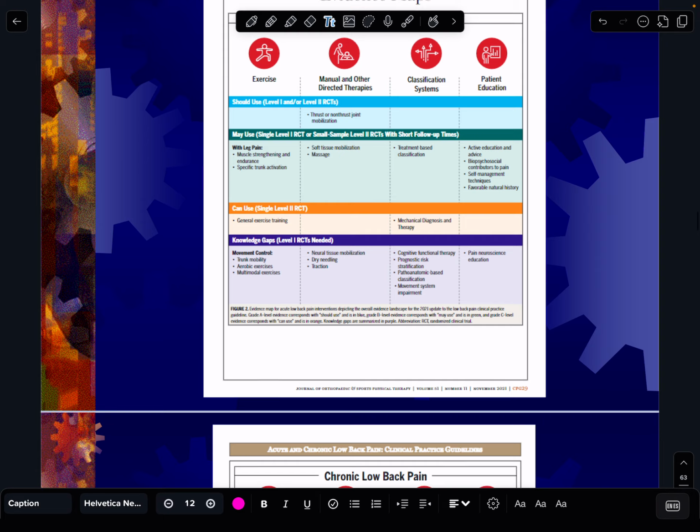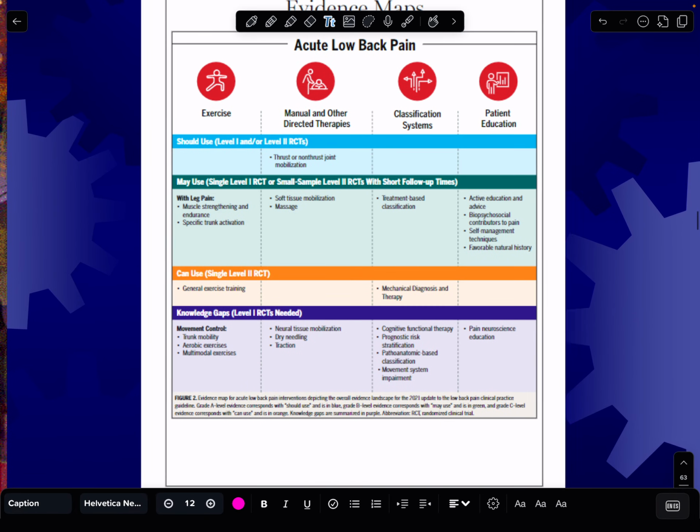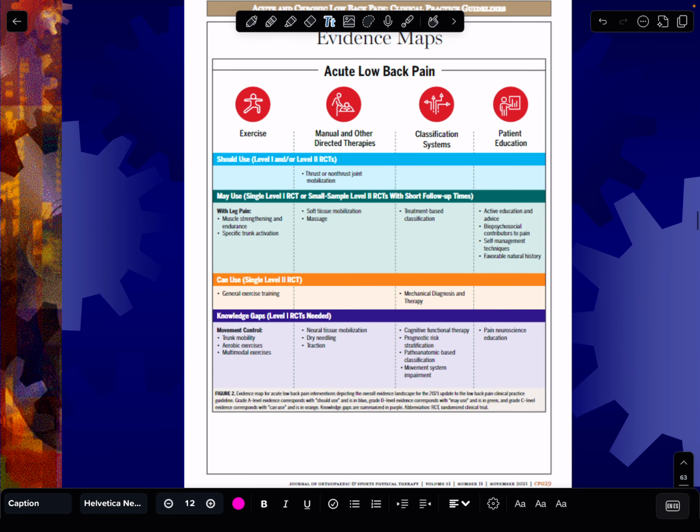The evidence map is called, right? So what should you be doing for patients with acute low back pain? You should be doing thrust or non-thrust joint manipulation. I'm not just making this up. They're looking at all of the data that's been funneled in. So if you're not putting your hands on patients with acute low back pain, you're probably missing the boat to some extent. Here, may use. These are some things you may want to consider. Can use, etc. Where are these knowledge gaps?